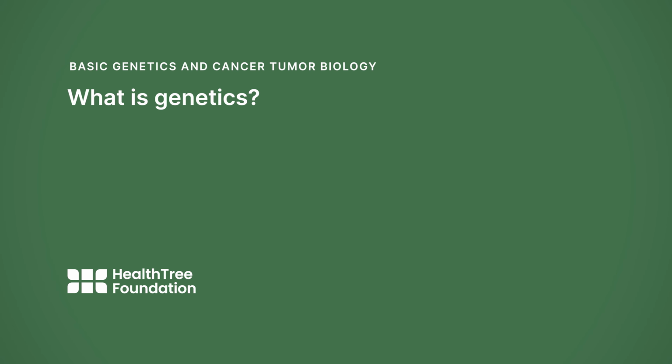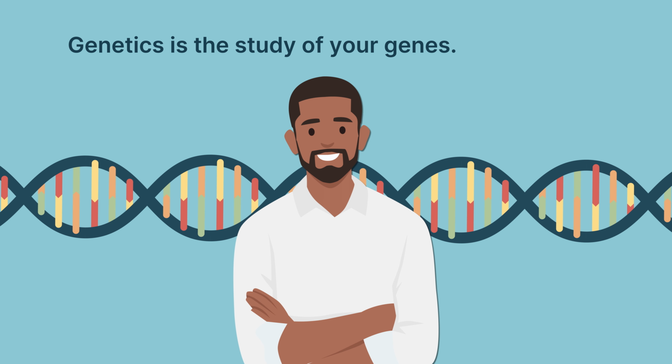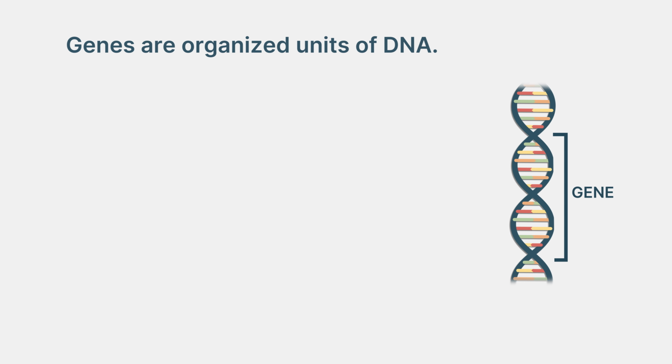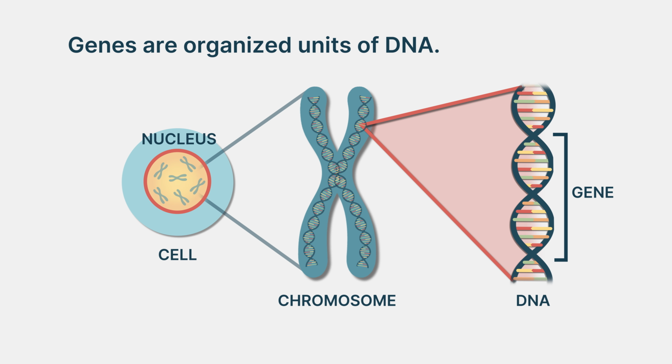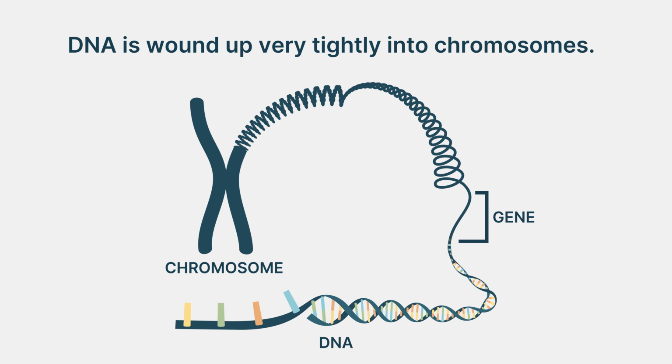Let's dive into how information flows from DNA to RNA to protein, and why it's essential in understanding diseases like cancer. What is genetics? Genetics is basically the study of your genes, and your genes are organized as units of DNA. DNA is the genetic material in the nucleus. Now DNA doesn't just float around, it's actually organized very tightly, wound up into units called chromosomes.